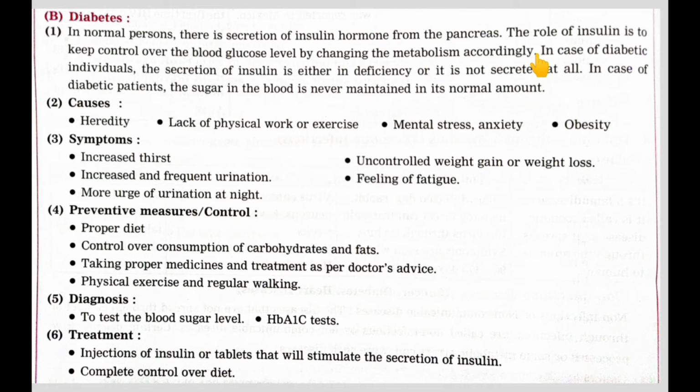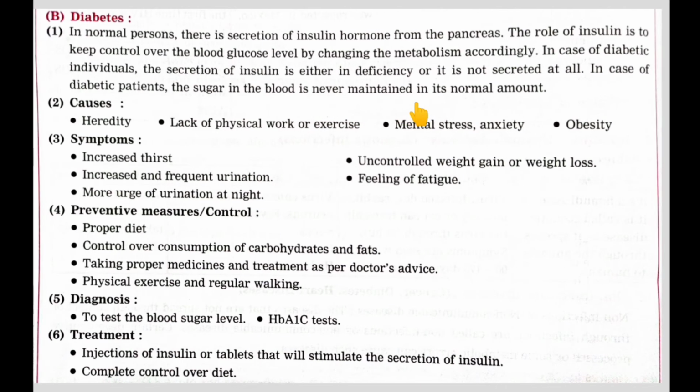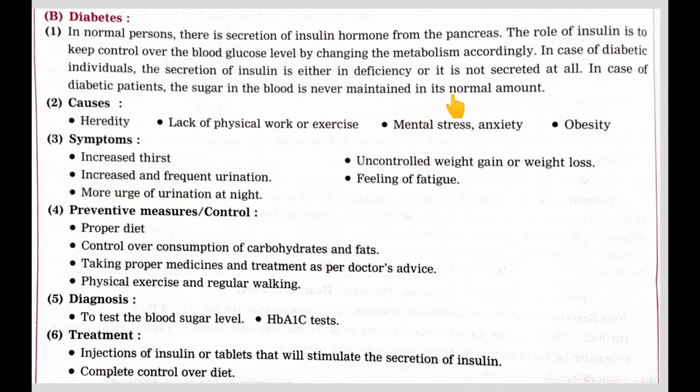In case of diabetic individuals, the secretion of insulin is either deficient or it is not secreted at all. In a diabetic person, this insulin hormone is secreted irregularly, means either it is not secreted or it is secreted in a less quantity, in scarcity. In case of diabetic patients, the sugar in the blood is never maintained in its normal amount.